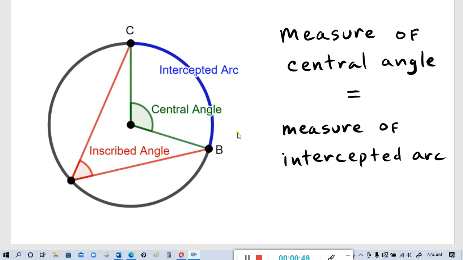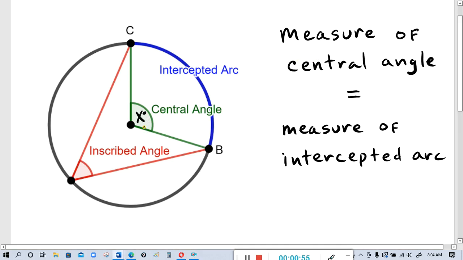So the measure of the central angle is right here. Let's say the central angle was x degrees. In that case, the measure of this arc in blue, the angular measure, would also be x degrees, because the central angle and the intercepted arc have the same angular measurement.